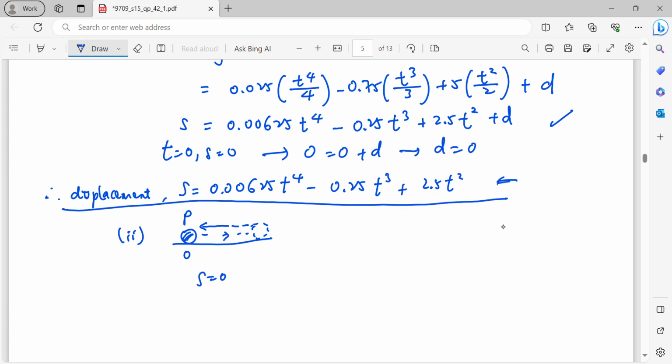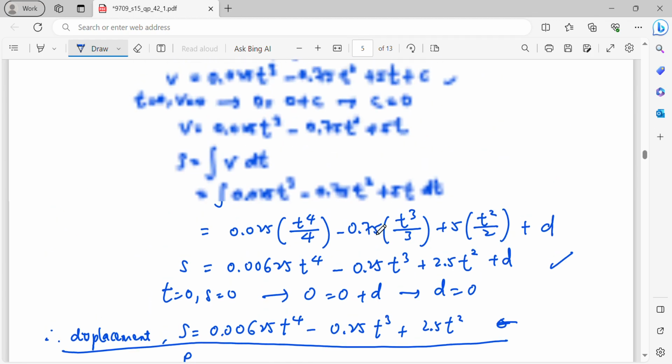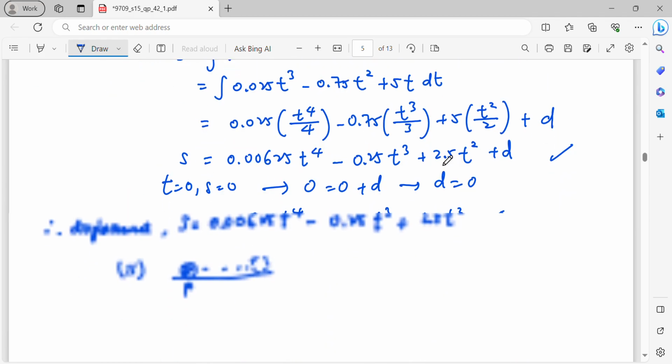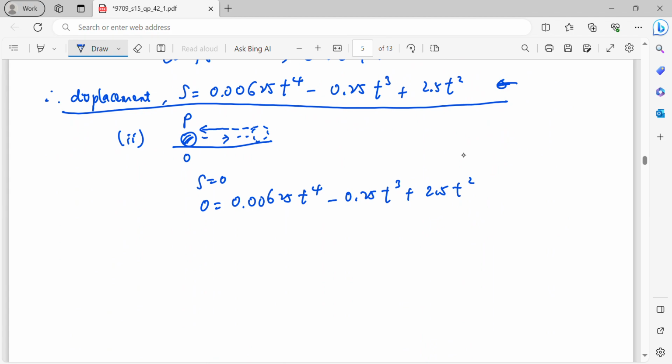Since we have found the s expression here, just replace the s by 0. So 0 equals 0.00625 t to the power 4 minus 0.25 t cubed plus 2.5 t squared. And now the question is asking for time. We need to solve for t. Okay, so from here, I notice that the t squared is in common, so it means that here I can factorize the t squared.